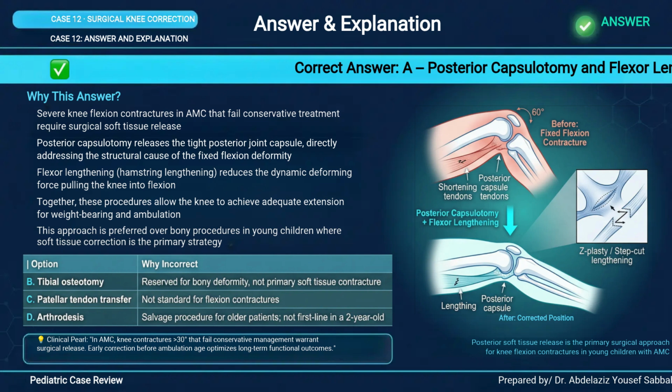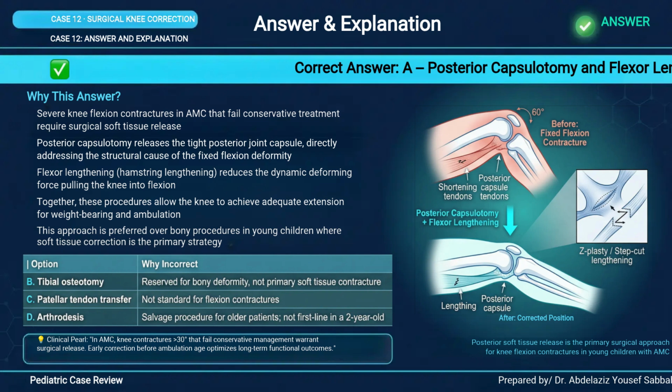Posterior capsulotomy releases the tight posterior joint capsule, directly addressing the structural cause of the fixed flexion deformity. Flexor lengthening, specifically hamstring lengthening, reduces the dynamic deforming force pulling the knee into flexion. Together, these procedures allow the knee to achieve adequate extension for weight bearing and ambulation. This approach is preferred over bony procedures in young children where soft tissue correction is the primary strategy.